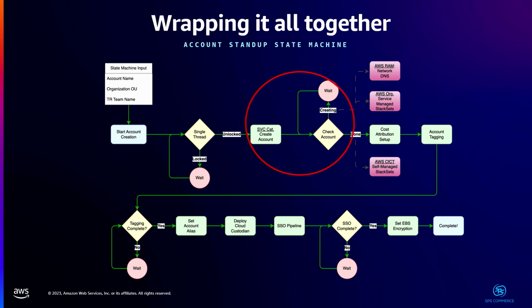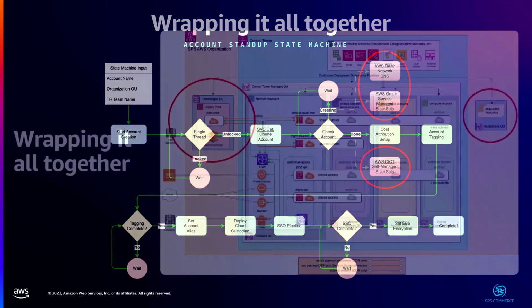Once Service Catalog and Control Tower finally recognize that account's been completed, that's when customizations for Control Tower kicks in. And that's when we start deploying all of our self-managed stack sets to the accounts. Right now, in total, we are deploying 35 self-managed stack sets to each account and 18 service-managed stack sets to all of our accounts.